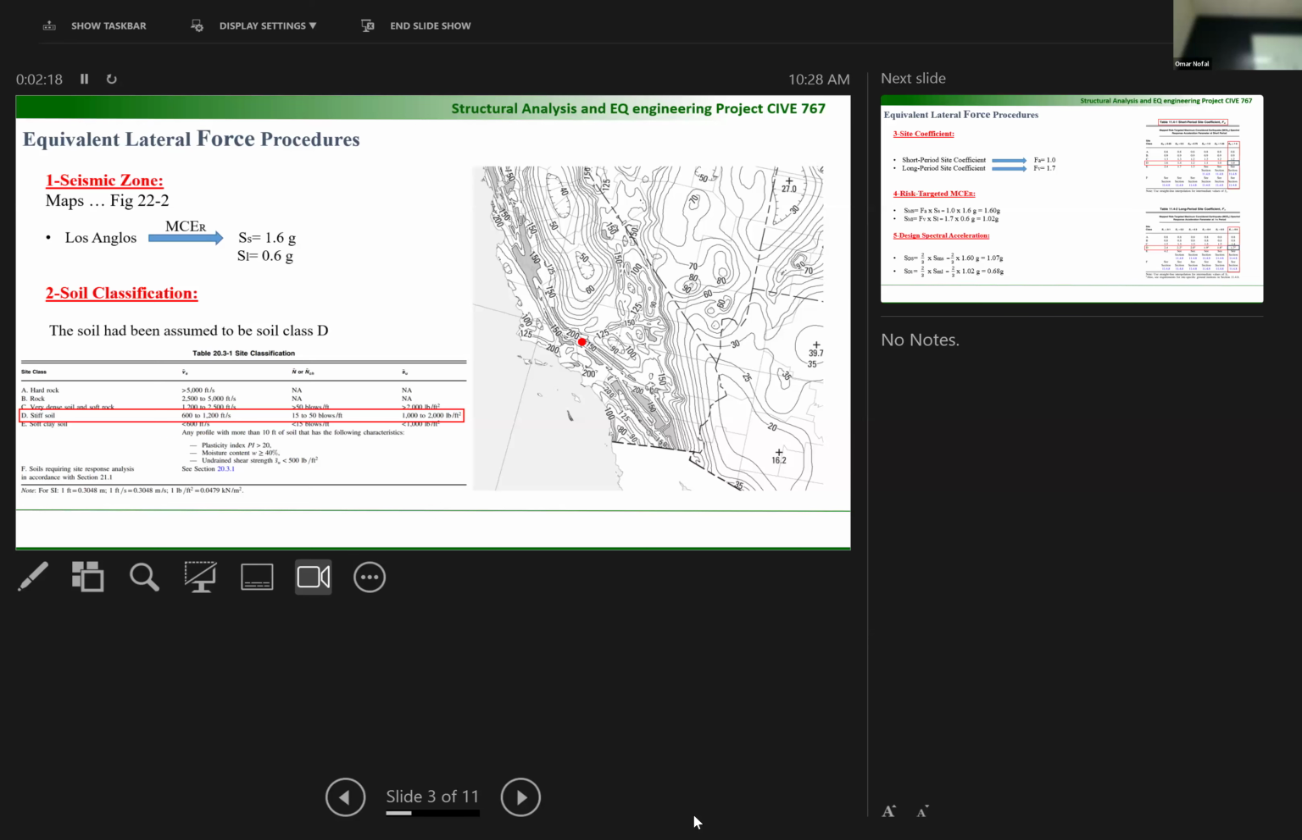And then we need to have a soil report for the structure. We are going to assume that the soil that we have is type D. There are different types of soils: A, hard rock; B, rock. We're going to assume that it's D. But in a real construction project, we're going to have a soil report that is going to tell us what type of soil we are dealing with.